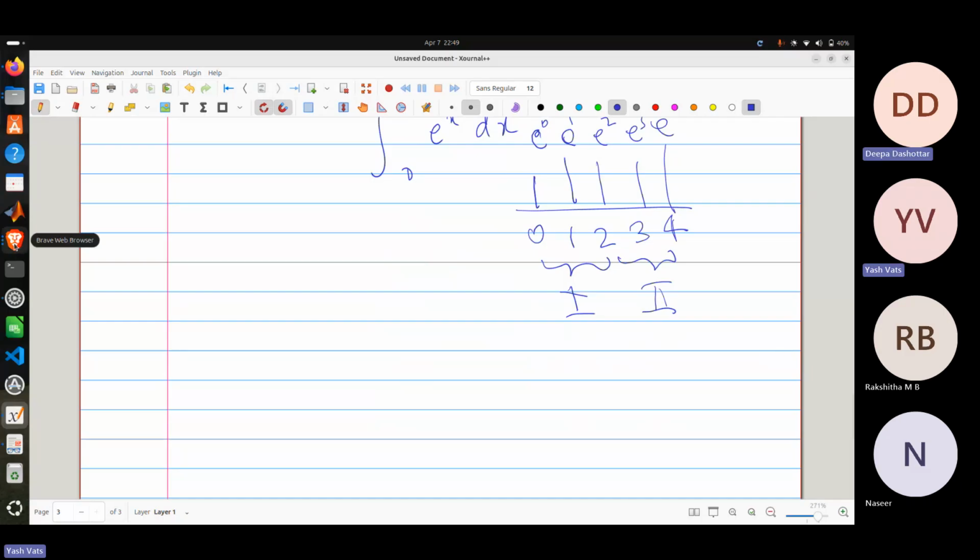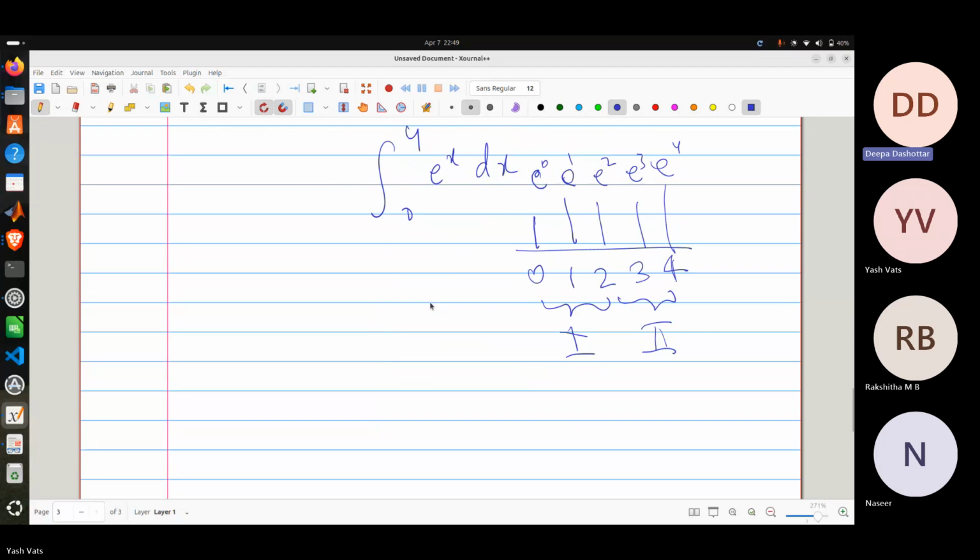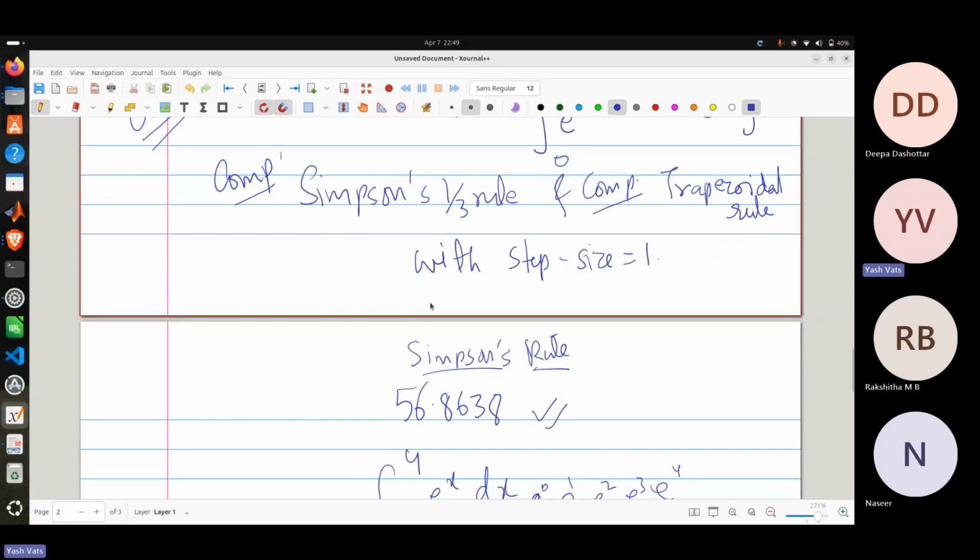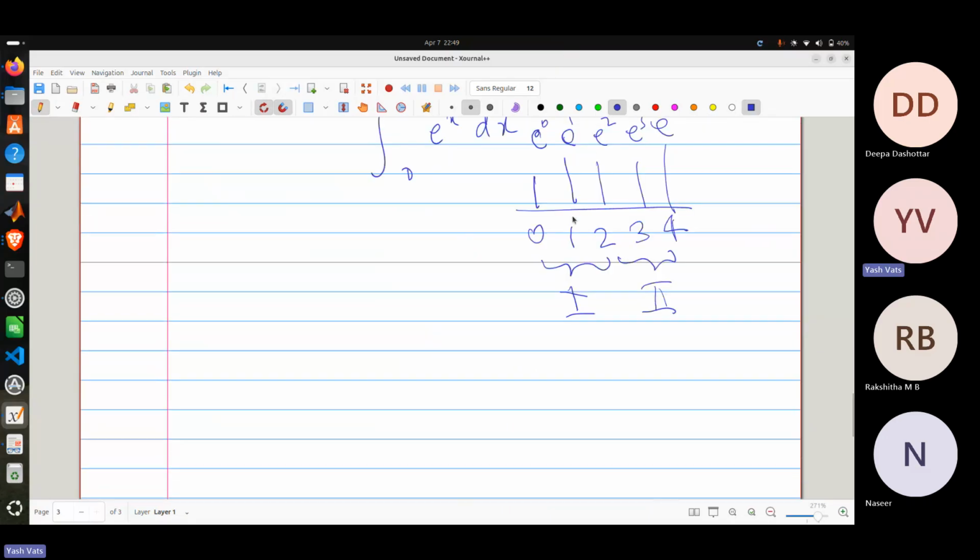So by the trapezoidal rule, the answer is 57.99. Which one is closer? The first one, by Simpson's one-third rule, because the actual integration by formula is very close to that value, 53.59. So that's the difference, and you have seen it with the error as well.